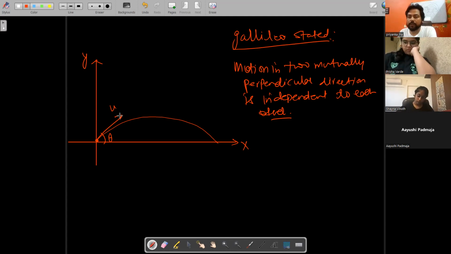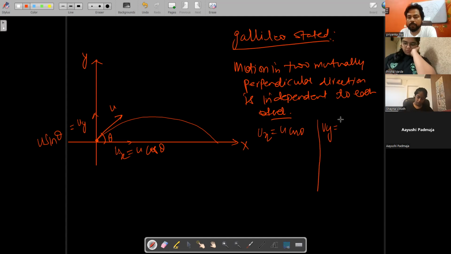Suppose you can break down this velocity into two components, ux and uy: initial velocity along the x-axis and initial velocity along the y-axis. So ux can be written as u cos theta, the cos component of u, and uy can be written as u sin theta. So along the x-axis, ux is u cos theta, and along the y-axis you can note it down, uy equals u sin theta.